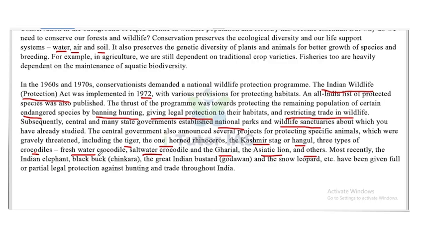Most recently, the Indian elephant, black buck, the great Indian bustard, and the snow leopard, etc. have been given full or partial legal protection against hunting and trade throughout India. Okay, so recently the Indian elephant, black buck, that is Chinkara, the great Indian bustard, that is Godawan, then snow leopard, etc. have been given full or partial legal protection against hunting and trade throughout India.